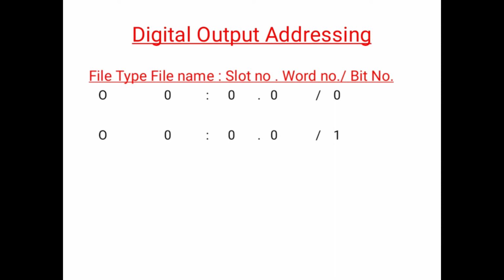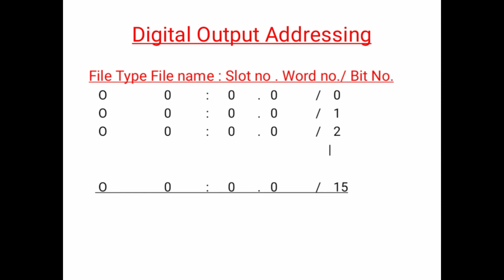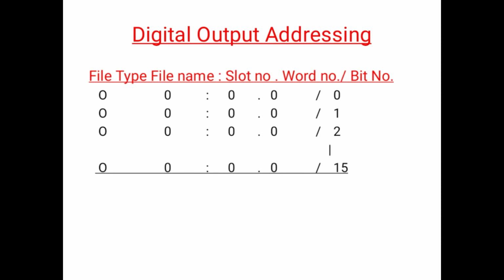Similarly, for the second bit, file type is O, file name is 0, colon, slot number 0 dot word number will be the same 0 slash bit number will only change, that is equal to 1. Then the third output is file type O, file name 0, colon, slot number 0 because compact PLC, dot word number will remain the same 0 slash bit number is equal to 2. And it goes up to 15, O 0 colon 0 dot 0 slash 15. So these are the addressing for the 16 outputs of word number 0.